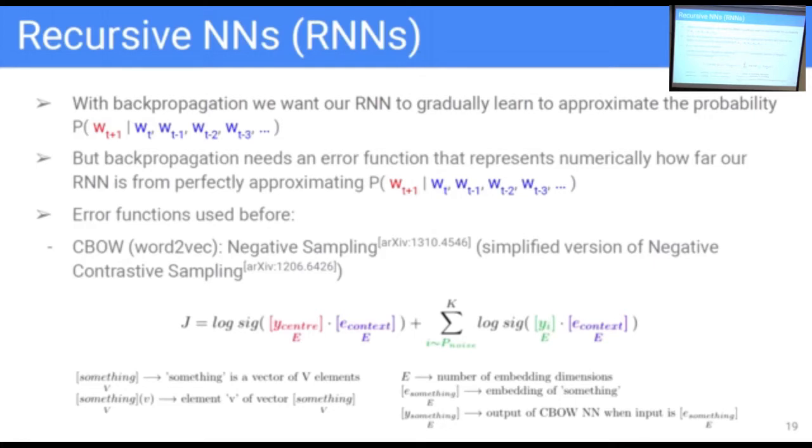If you remember from word2vec in CBOW, we were trying to minimize this equation. We made an error function that was trying to make the dot product, or the projection, of the word that was in the center, given the words in the context, as high as possible, while minimizing the dot product projection when the words were from a noise distribution.